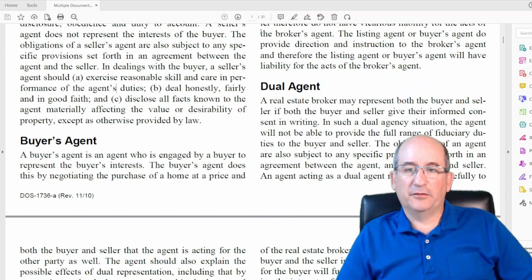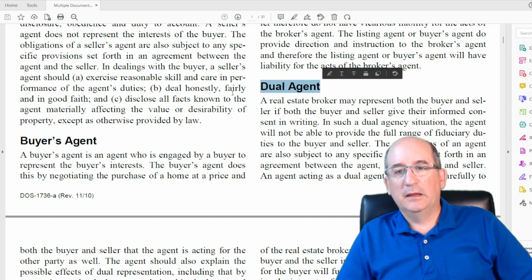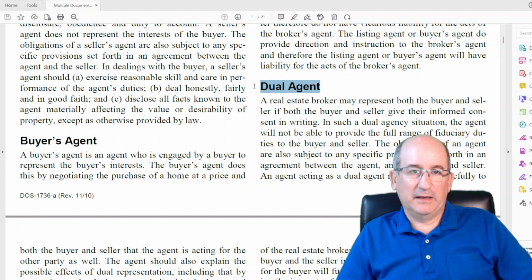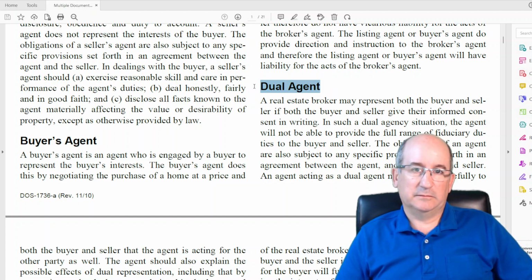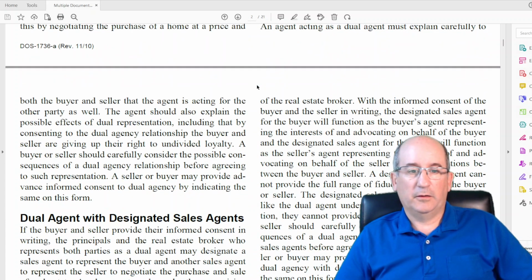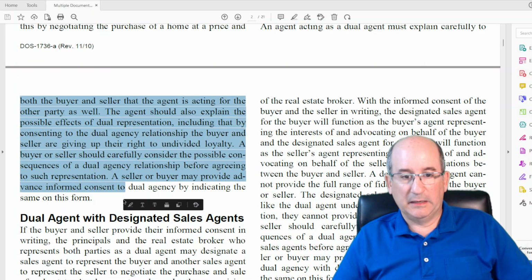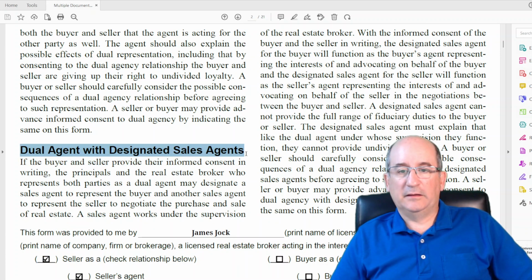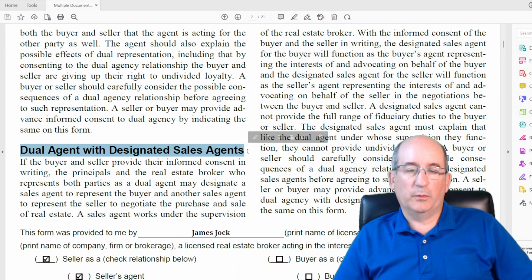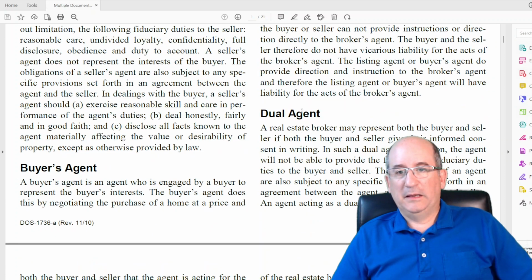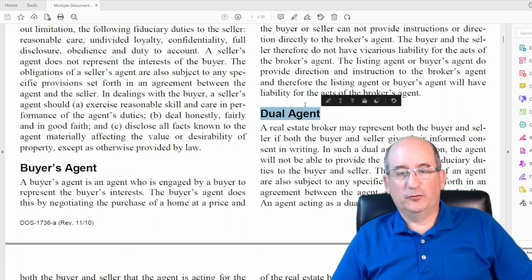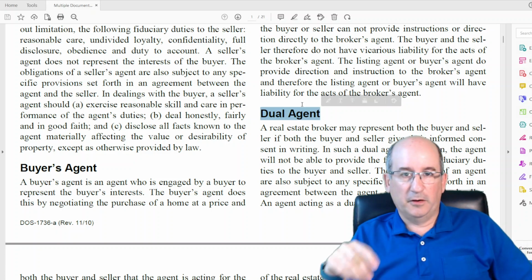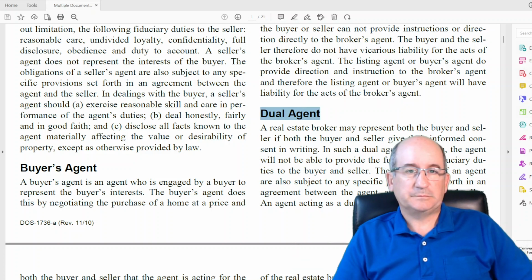So jumping back to the seller discussion, that's kind of how I process and handle dual agency and how I talk about it, all right? And if they want more information, certainly they're going to get a copy of this form as well. And then the other one that I explain is dual agent with designated sales representatives. That means that it's dual agent, not just with me, but another broker in my office.